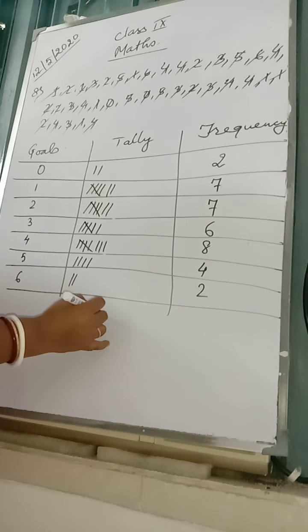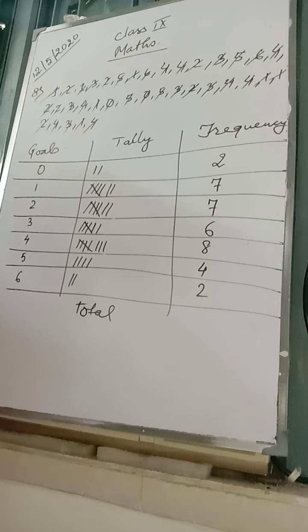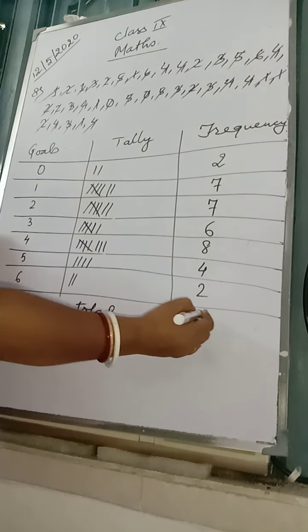Total: 2 plus 7 is 9, 14, 20, 28, 32, 34, 36. How many do we have here? 1, 2, 3, 4, 5, 6, 7, 8, 9, 10, up to 30, 32, 34, 36. It is correct.